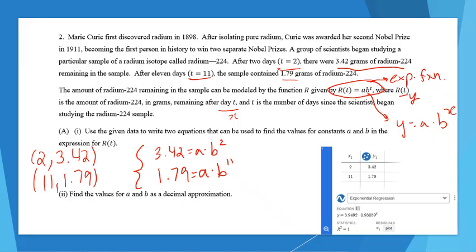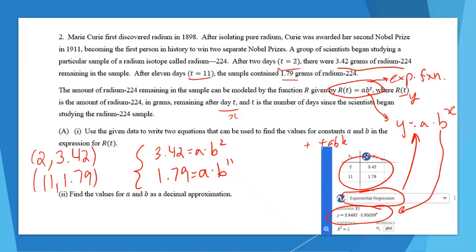Part A2, find the values of a and b as decimal approximations. All you need to do here is add a table in Desmos. So add table. And then you want to plug in your 2 points for x and y respectively. And then in the dropdown, pick exponential regression. So that's why you need to identify that it's an exponential equation. In your equation, this will actually give you your values of a and b. In this case, a should be equal to 3.949, rounding to 3 decimal places, and b should be equal to 0.931. So those would be our answers for part A2.